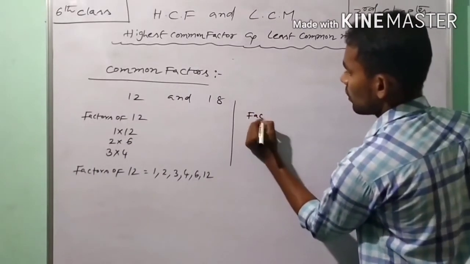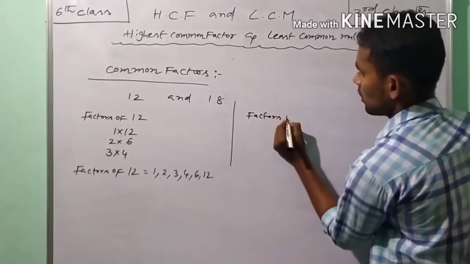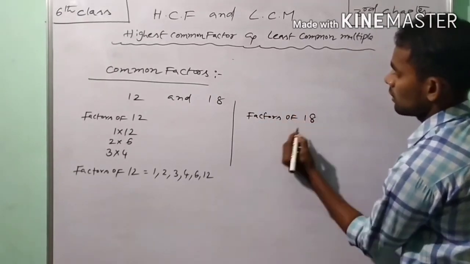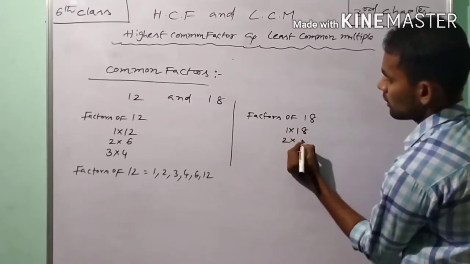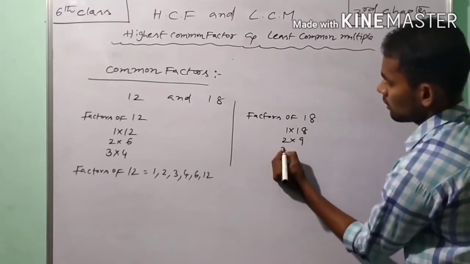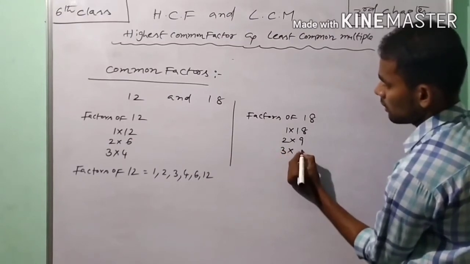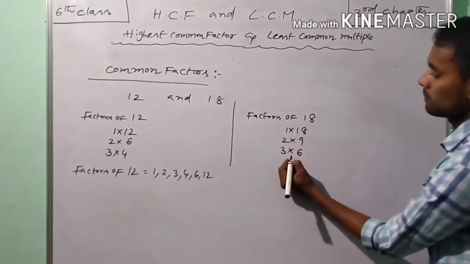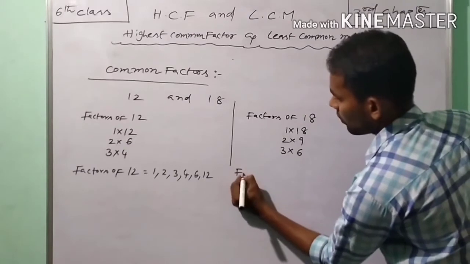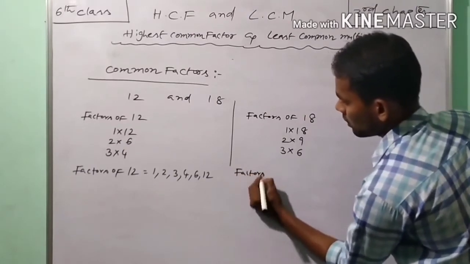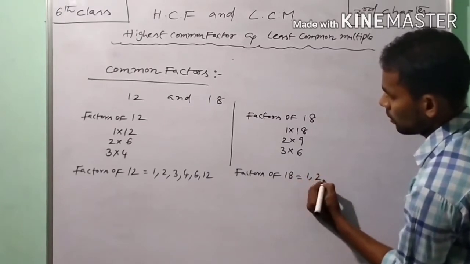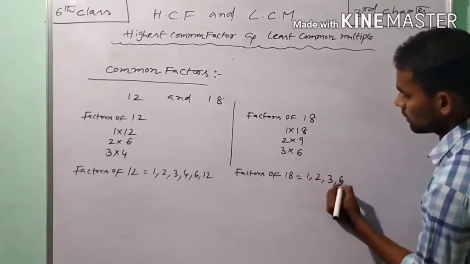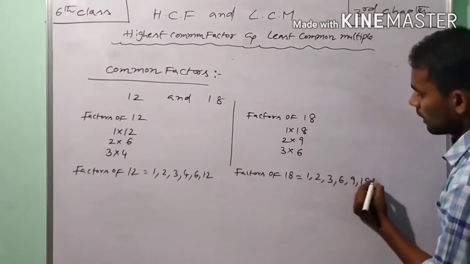Factors of 18: 1 eighteen is 18, 2 nines are 18, 3 sixes are 18. Factors of 18 equal 1, 2, 3, 6, 9, 18.